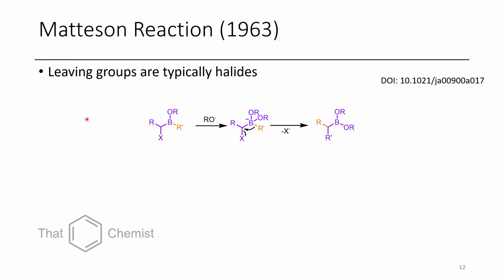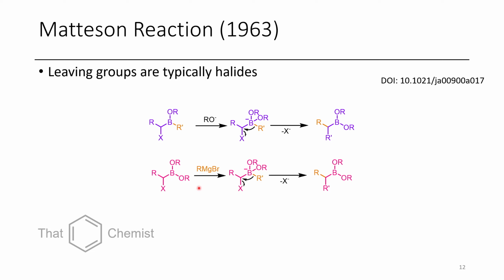So the Matteson reaction is as follows. If a boron has an R group, which is just some carbon-containing compound, and it's activated with an alkoxide to form an ate complex, the R group can migrate and displace a leaving group. So these would typically be like a chloride or a bromide. This way you form a new carbon-carbon bond, but the boron is still retained, so you can do more chemistry with that boron if you want.